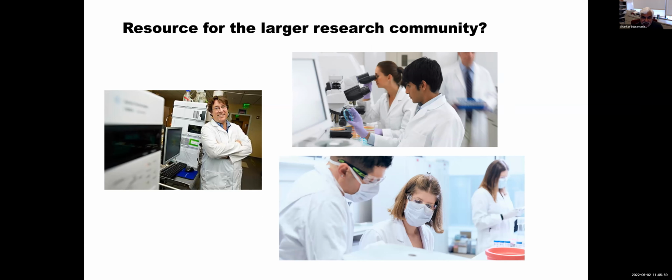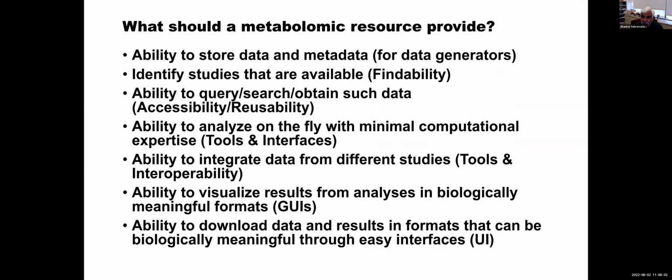So towards this, we asked the question, what should the metabolomics resource provide? Number one, it should have the ability to store data and metadata. This is really for data generators. We want to make it very easy for data generators, even a graduate student who is generating data in the lab, to store data very easily. It should be possible to identify studies that are available, I mean, all studies that are available in a one-stop shop environment. And this is findability. And I'll convince you today that we are really findable very easily.